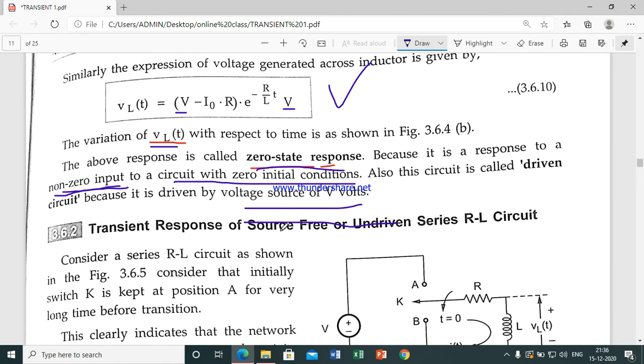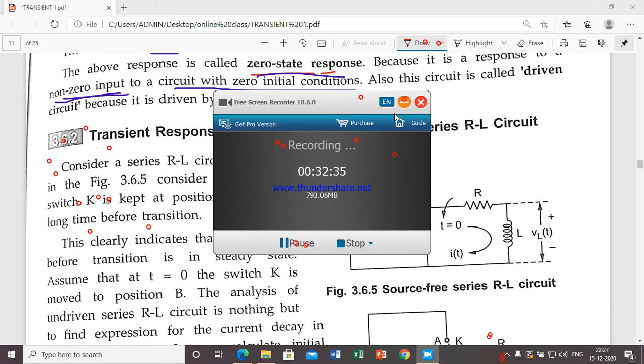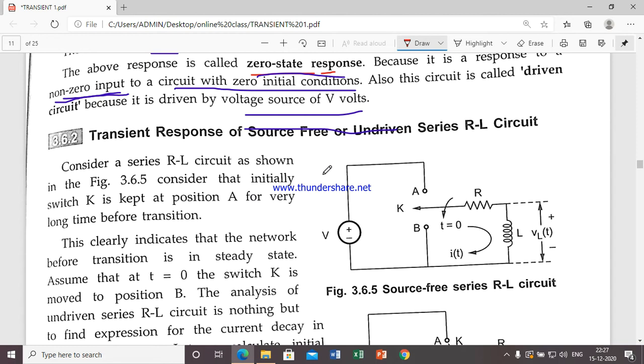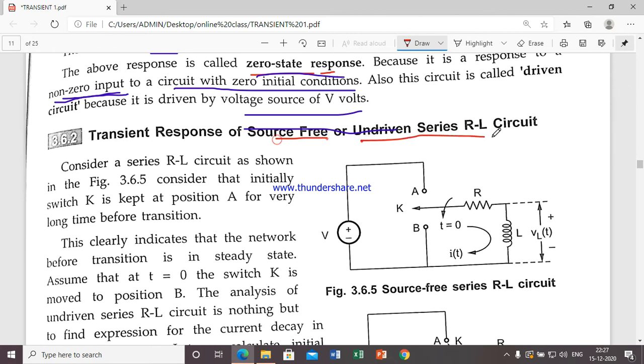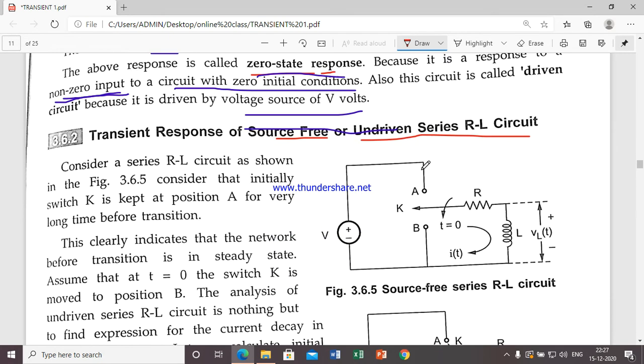Next, transient response of source free or undriven circuit. In the next section we will see the undriven circuit. Here we will consider the transient response of a source free or undriven series RL circuit. In the previous concept we have seen the driven series RL circuit. Now we will consider the undriven series RL circuit.